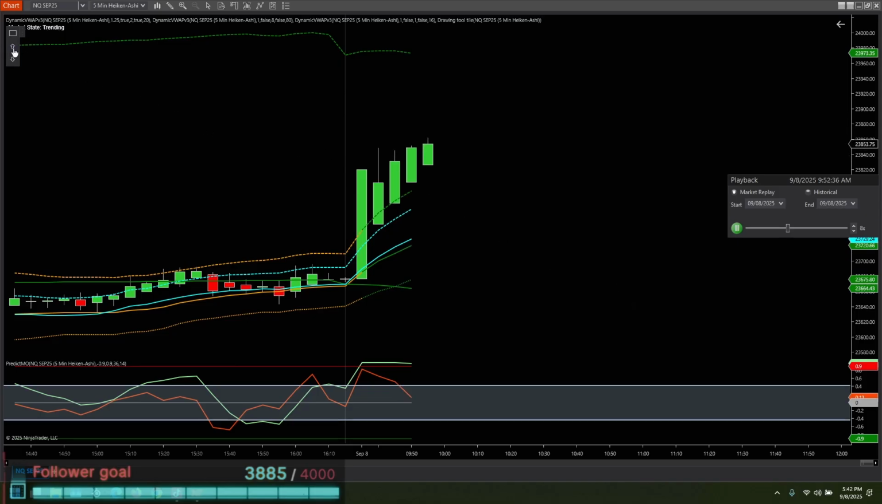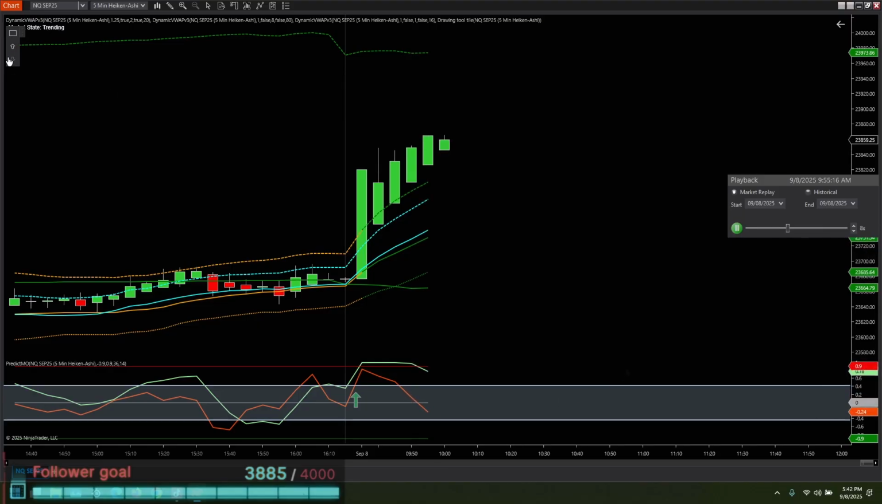Now, if you were taking this trade to the upside, okay, your entry would have been right there, and your exit's going to happen whenever the orange line comes down below zero. And this would be your exit point from this trade to the upside right there on your 5 minute time frame.